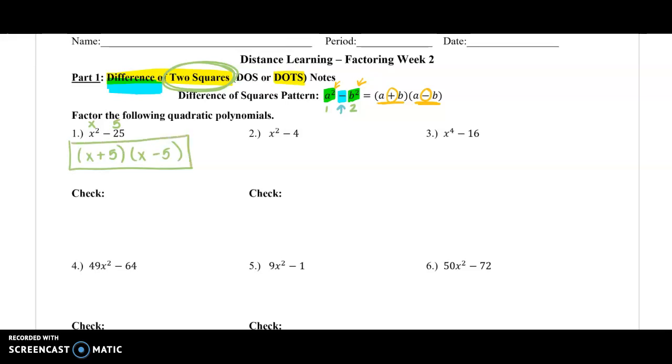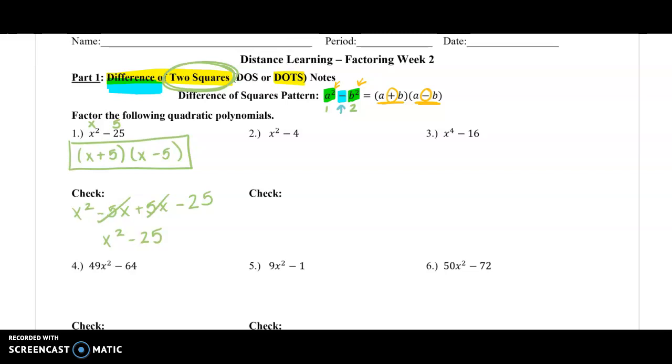Now, how would you go about checking this? You remember we learned the FOIL method, so you can FOIL this. x times x is x squared. x times negative 5 is minus 5x. 5 times x is plus 5x. 5 times negative 5 is minus 25. The negative 5x and the 5x cancel out. You're left with x squared minus 25. So you know you did it right because you got what you started with.